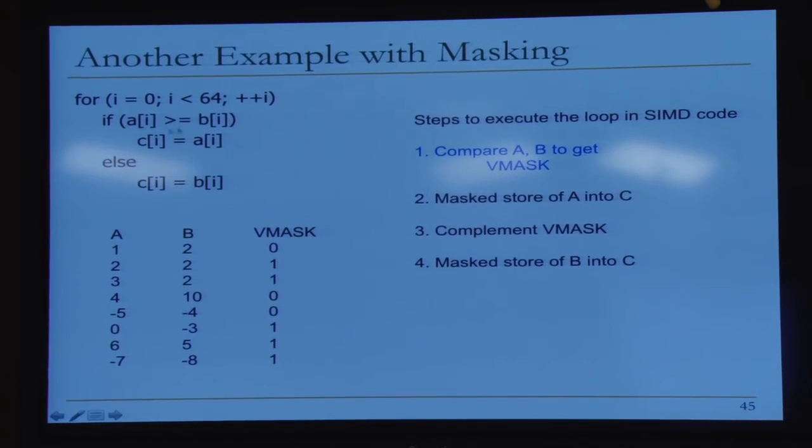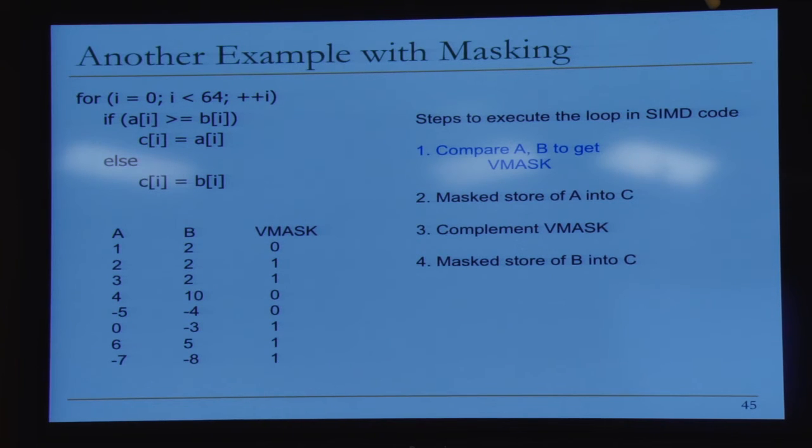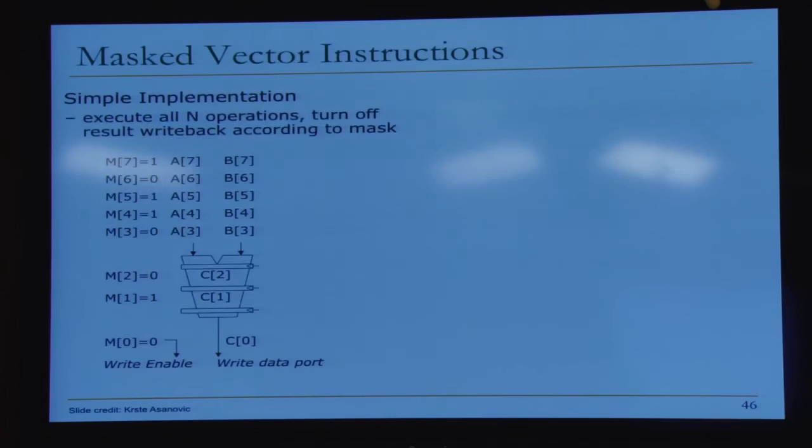So for example, the first operation, comparing A and B, this is your VMask. And you use this VMask to do this copy. You can think of it as a vector copy, right? Or vector move. And you complement the VMask to be able to do the remaining operations. That's how you implement if-then-else. You're really operating on condition registers, right? Or predicate values. You can think of these as condition registers too, right? It's really conditional execution. Okay, simple, hopefully.